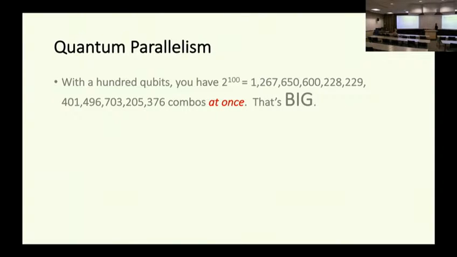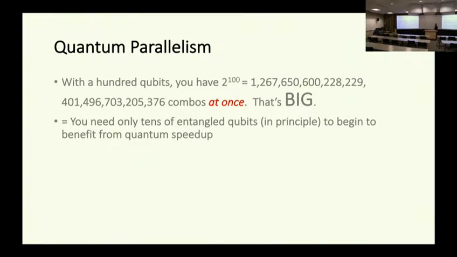With bits, bits are cheap. I've got 64 gigabytes in here. That's 64 times 8 gigabits. But with 100 qubits, you can get that many combos. Well, same thing with bits, you get the same number of combos, but you're not going to get them in parallel, you get them all here. So that's a pretty big number with just 100 qubits. In fact, you can just get tens of entangled qubits and begin to get the benefit of quantum speedup.